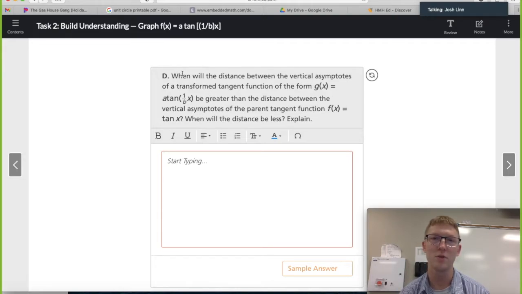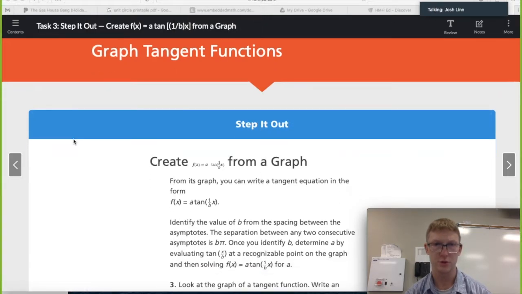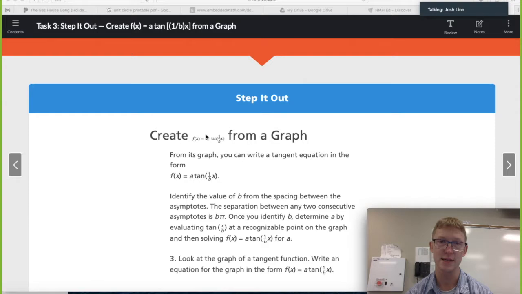When will the distance between the vertical asymptotes of a transformed tangent function of form g of x be greater than the distance between vertical asymptotes of the parent function? So the asymptotes would be part of a horizontal stretch if they're going to be greater, and the horizontal stretch is the inside. So it is going to be when b is greater than 1.